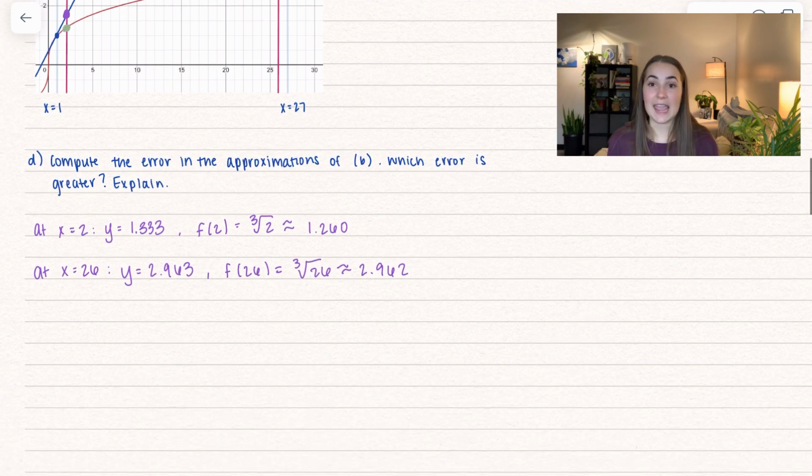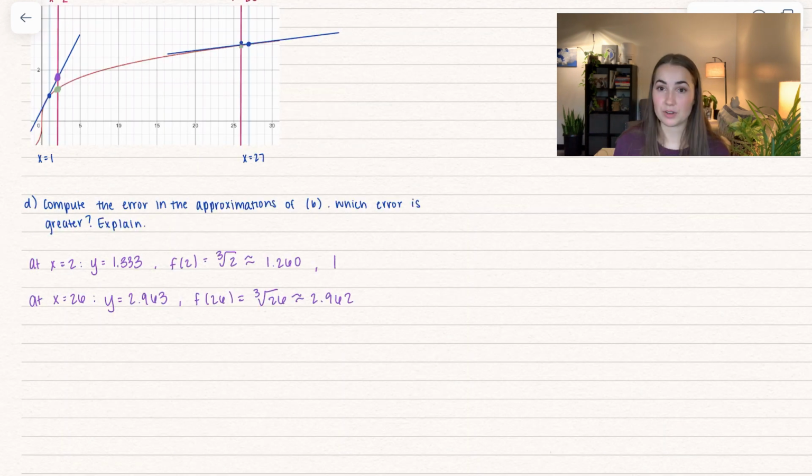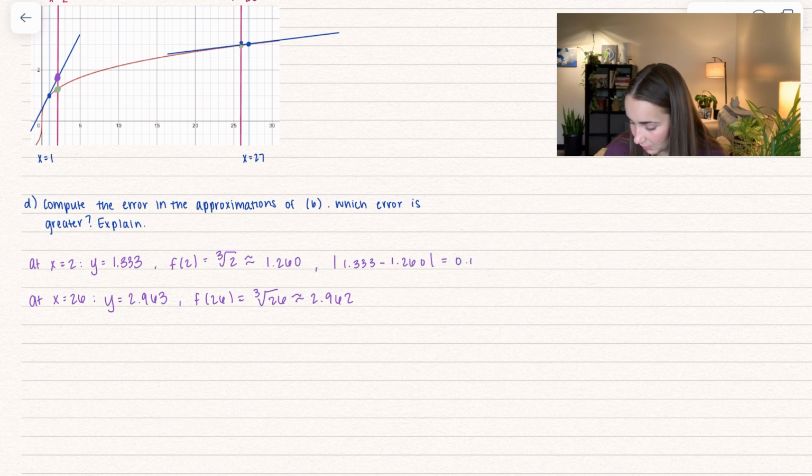So in order to find the errors, what we want to do is subtract those two values, but we want to take the absolute value because the error is always going to be a positive value. So when I do that, I'm going to take the absolute value, and it doesn't matter which order you subtract in because we're taking the absolute value. So I'm just going to take 1.333, subtract the actual value, 1.260, and here we get 0.073. So here we have an error. Let's go ahead and find the error at 26. Again, I'm going to go ahead and take the absolute value of our estimation, 2.963, and we'll subtract the actual 2.962. And this is going to be equal to 0.001.